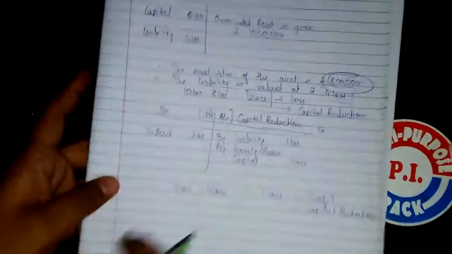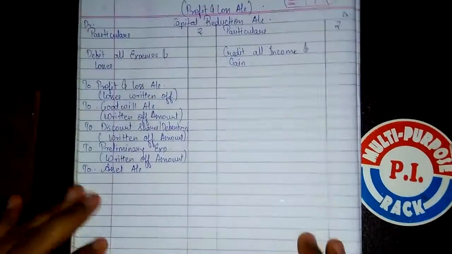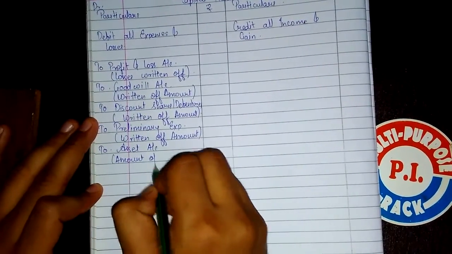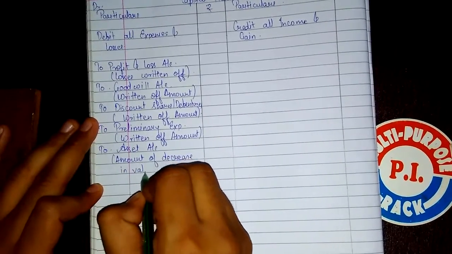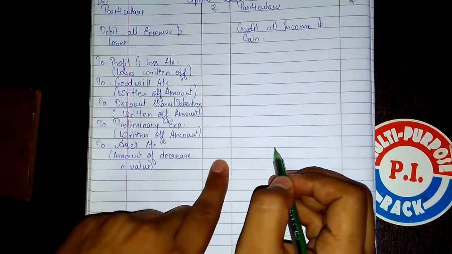Understood? From your 10 lakhs, 8 lakhs, the difference is 2 lakhs. That is the amount of decrease in value. So you have to write that amount, that is the difference amount only, in this column. Okay.